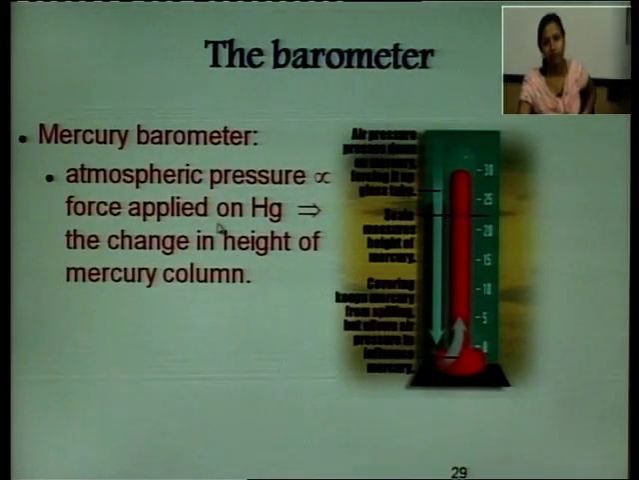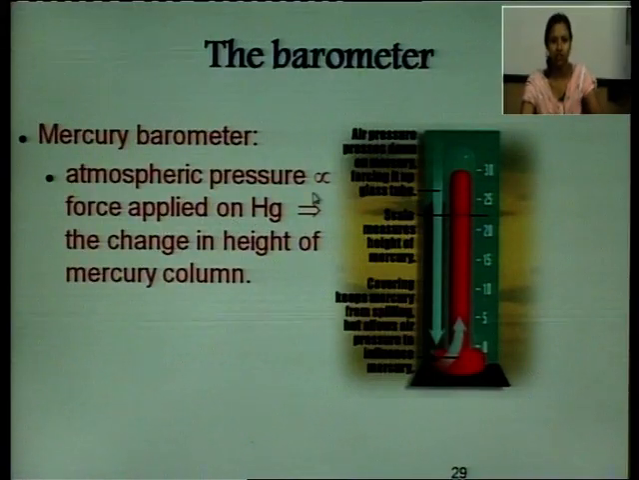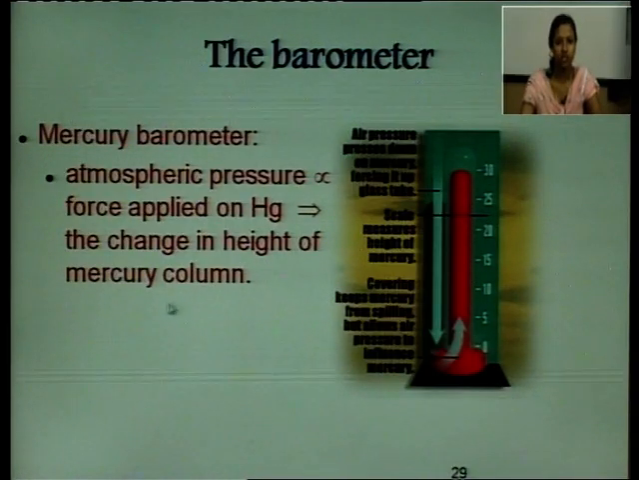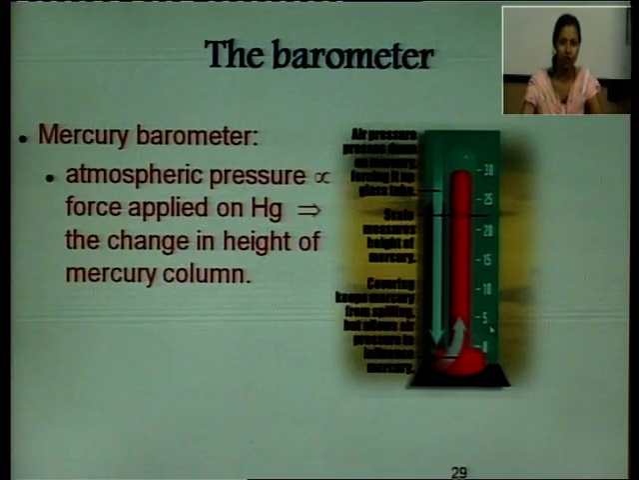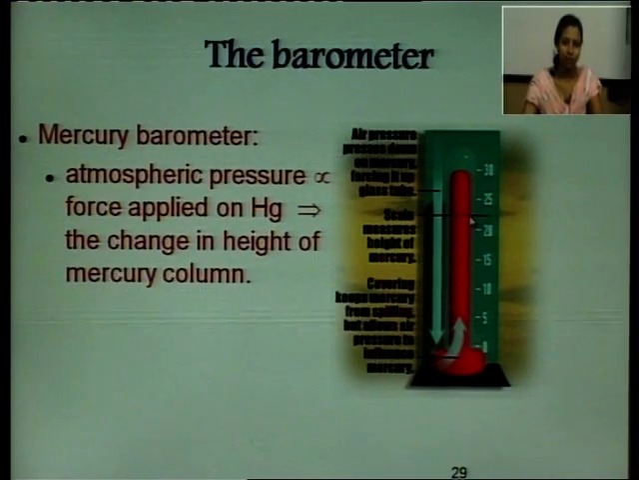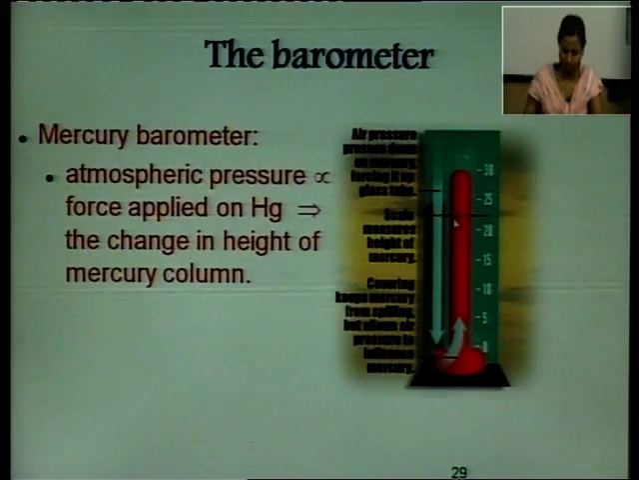In the mercury barometer, the atmospheric pressure is directly proportional to the pressure applied on the mercury. That is, it depends upon the change in height of the mercury column. If there is some weather disturbance, then this mercury column will increase or decrease instantaneously. Depending upon that, the meteorological department finds whether there is a change in the environment or not, depending upon pressure.